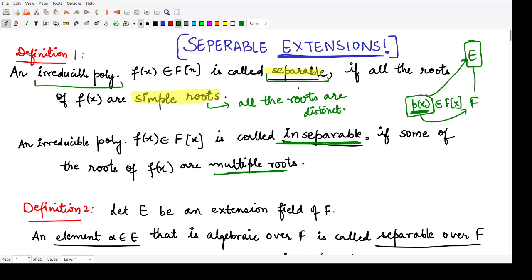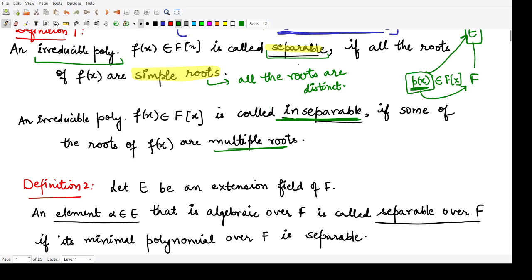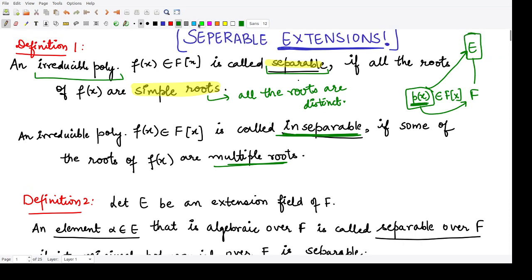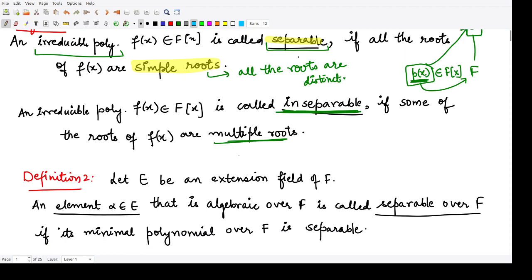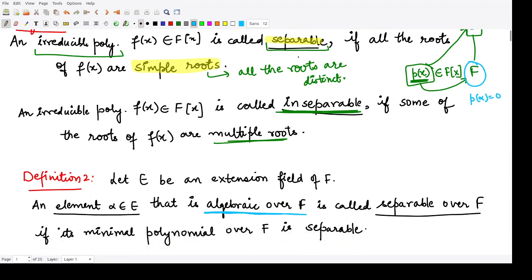So this is about the polynomial. Next we define what a separable element is. A separable element is present in the extension field. We say alpha belonging to E is algebraic over F. What do you mean by algebraic? It means that for this element you have a polynomial in the lower field such that it is a root of that polynomial, so P of alpha equals 0. We assume alpha satisfies this property, that means alpha is algebraic over F.